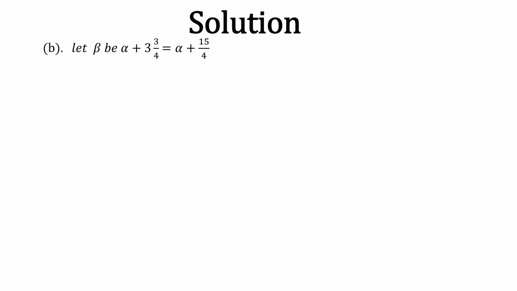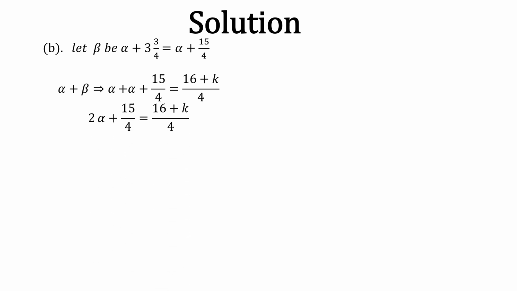So from earlier discussion, we said alpha plus beta is equal to (16 + k) over 4. So we can find a new expression for beta and say alpha plus alpha plus 15 over 4 is equal to (16 + k) over 4. So 2 alpha plus 15 over 4 is equal to (16 + k) over 4.